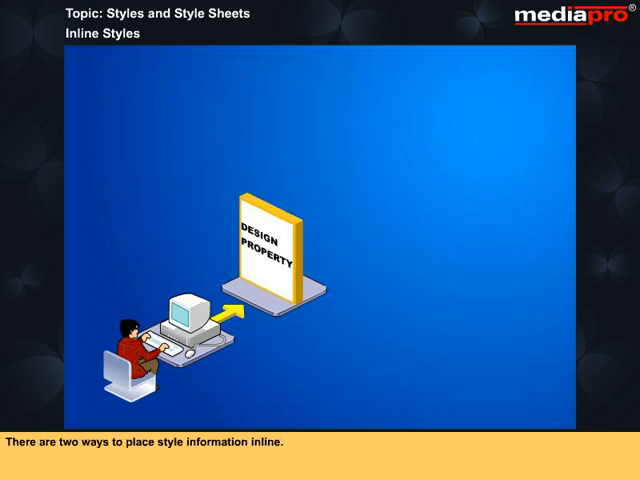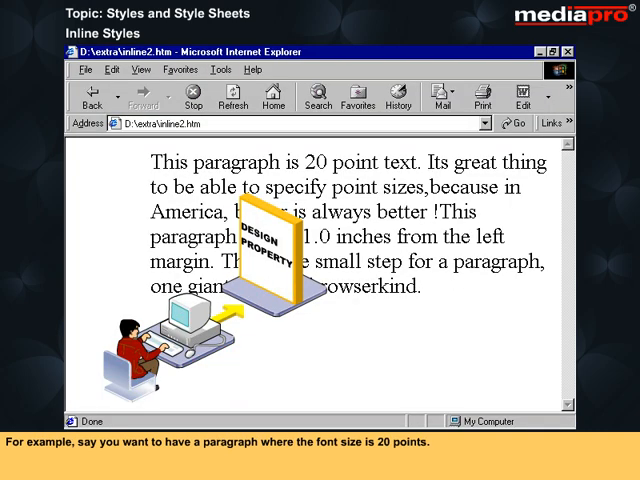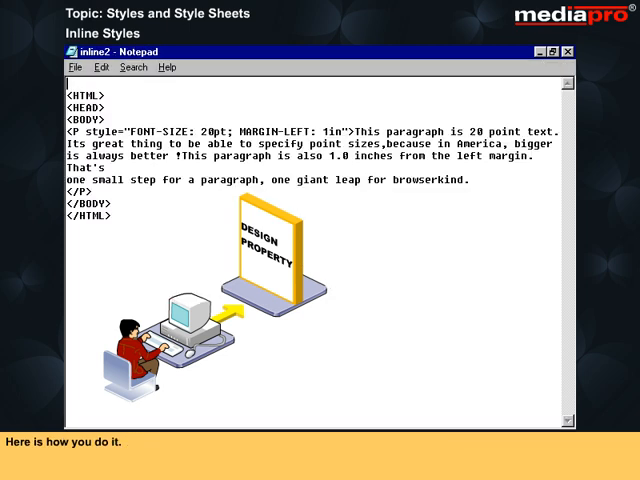There are two ways to place style information inline. The first is to assign a style to a particular tag right when you use it. For example, say you want to have a paragraph where the font size is 20 points. Here is how you do it.